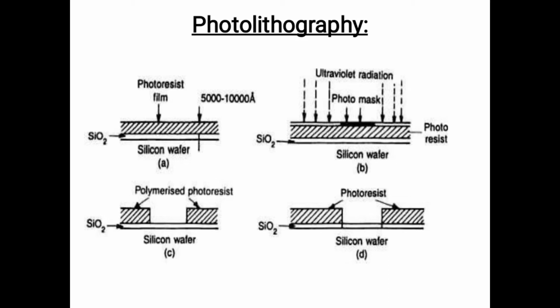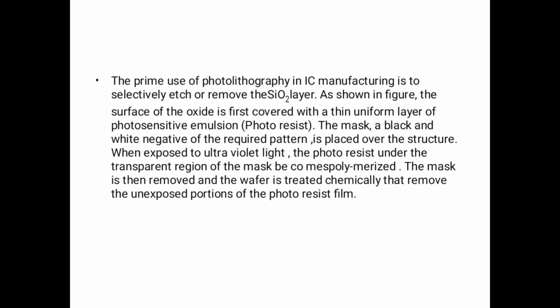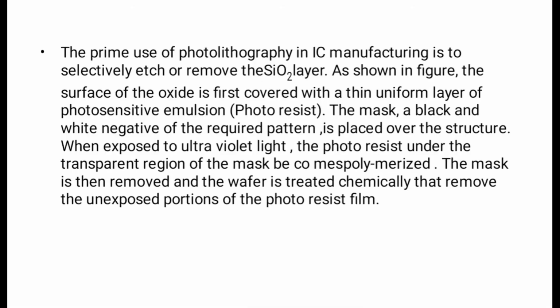This is photolithography processing. The prime use of photolithography in IC manufacturing is to selectively etch or remove the SiO2 layer as shown in the figure. The surface of the oxide is first covered with a thin uniform layer of a photosensitive emulsion.